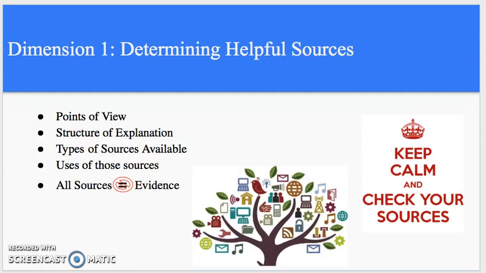One key thing that I found from this Dimension 1 with determining helpful sources is not all sources equal evidence. We should be teaching students that sources have different levels of evidential proof, so we shouldn't just have them cite everything. We need to make them understand what a good source is and what a bad source is.